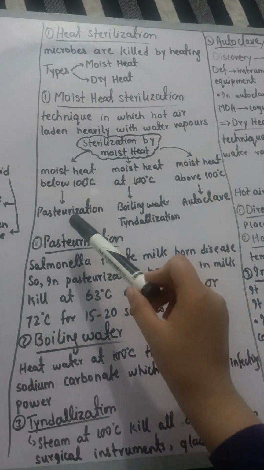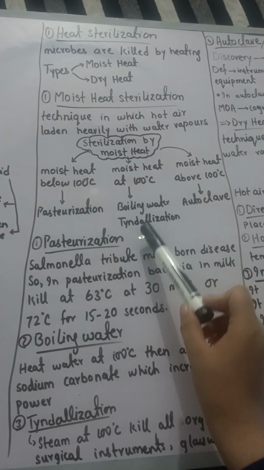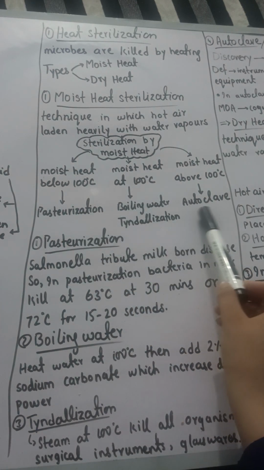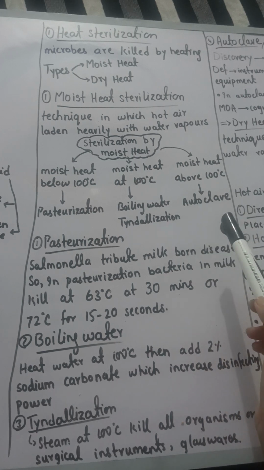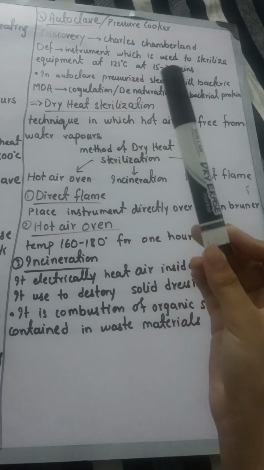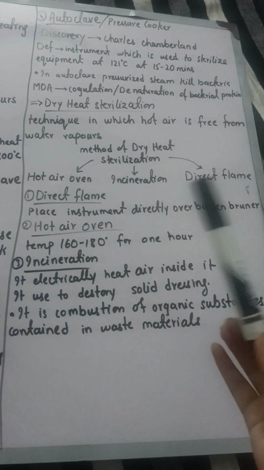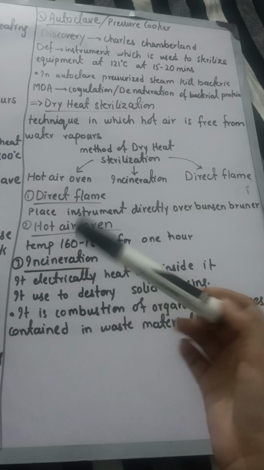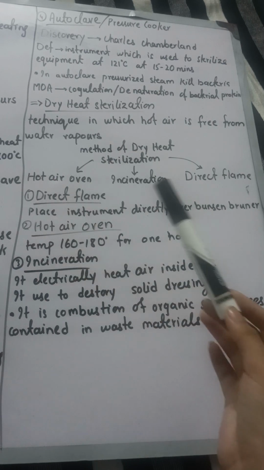Now we have discussed pasteurization, boiling water, and tyndallization. Now the last process is the autoclave. Let's discuss it. So here the autoclave is given. The autoclave is also called a pressure cooker, like the one you use in your daily household. So it is just similar to a pressure cooker.